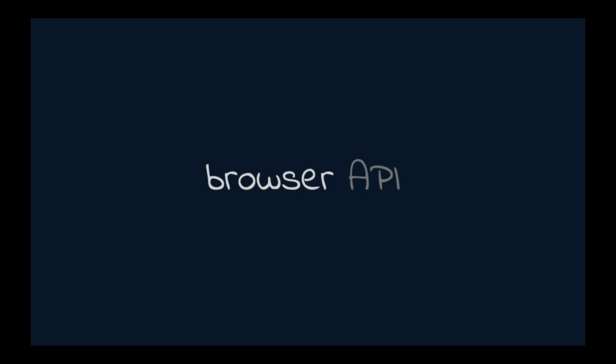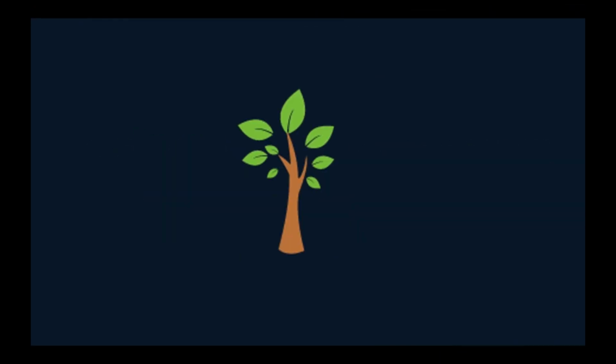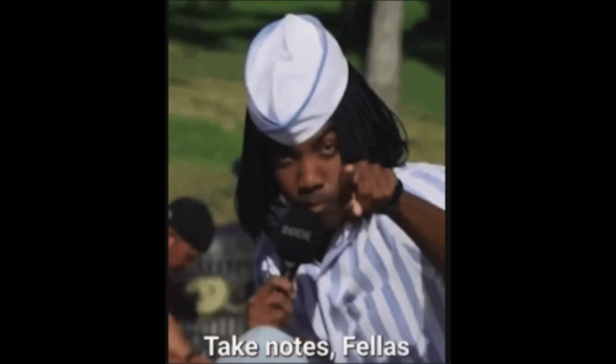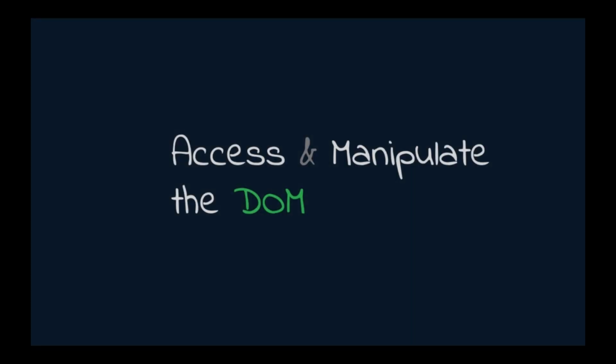The browser provides us with an API to access and manipulate the DOM, short for Document Object Model, which is simply a tree-like representation of our page. Remember, the DOM is not part of JavaScript. The browser provides us with the DOM API to allow us to access and manipulate the document, aka the web page.